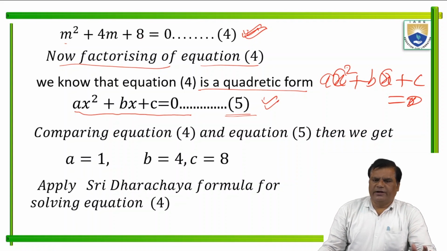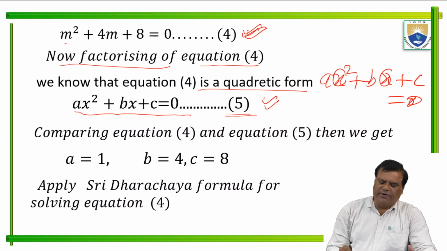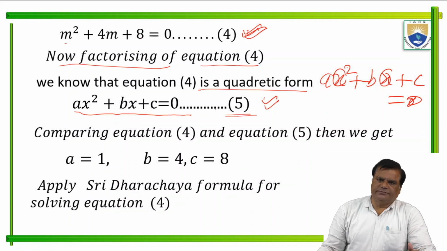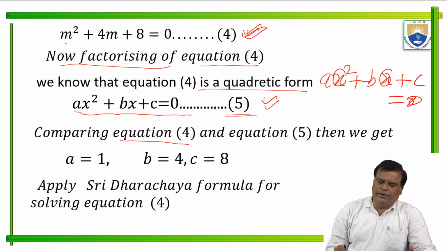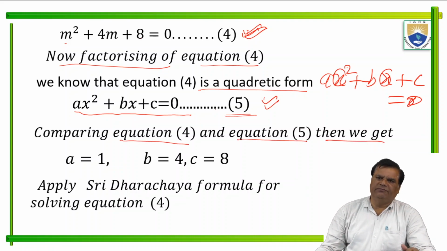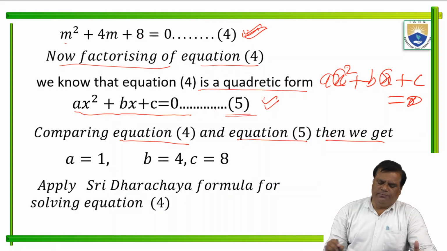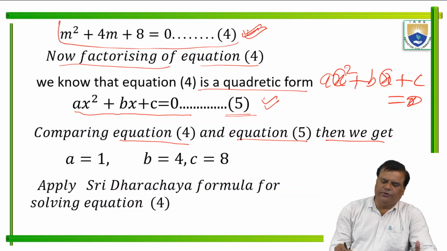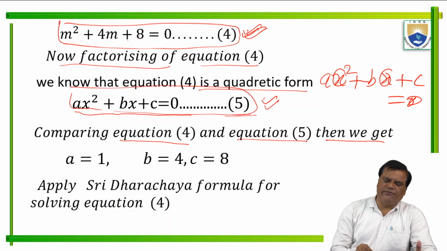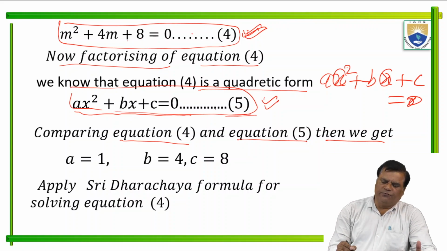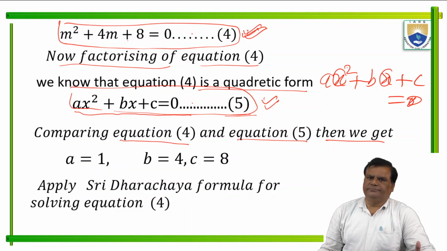Equation 4 is also a quadratic form in m, and equation 5 is a quadratic form in x. Now comparing equation 4 and equation 5, we get the values of the constants. Equation 4 is a quadratic form, and the general quadratic form is given by equation 5. So we compare equations 4 and 5 here.